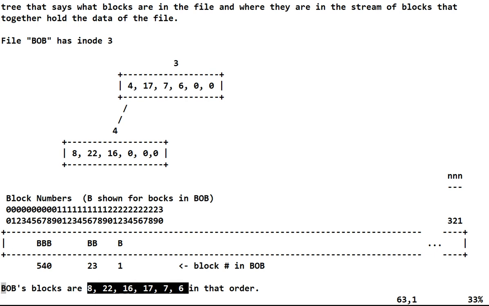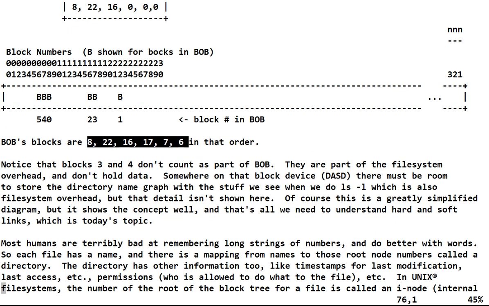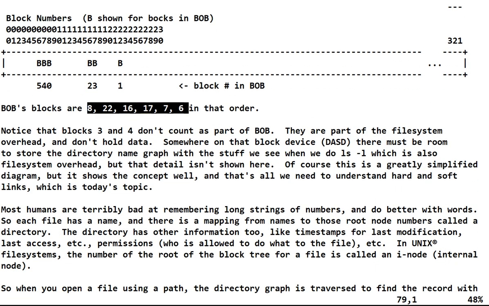And so this is the concept of how files are stored in the blocks on the disk. Why do we care about this? Well, most humans are bad at remembering long strings of numbers. If you could remember all these numbers, you could access the disk without any file system. And that's what hackers who attack your system do. That's what recovery tools have to do: they have to go find the blocks on the disk and figure it out. But most humans are bad at remembering that.